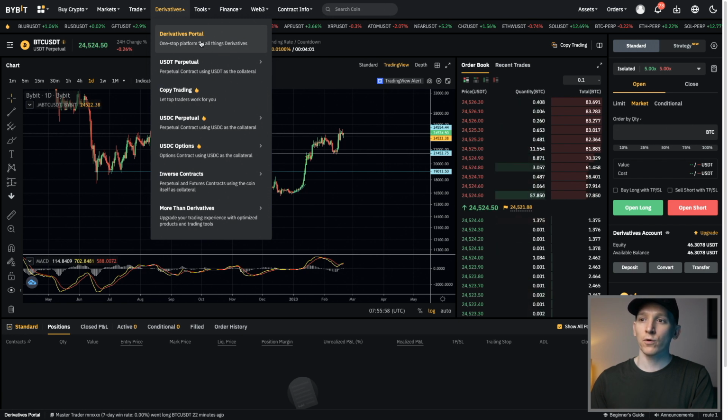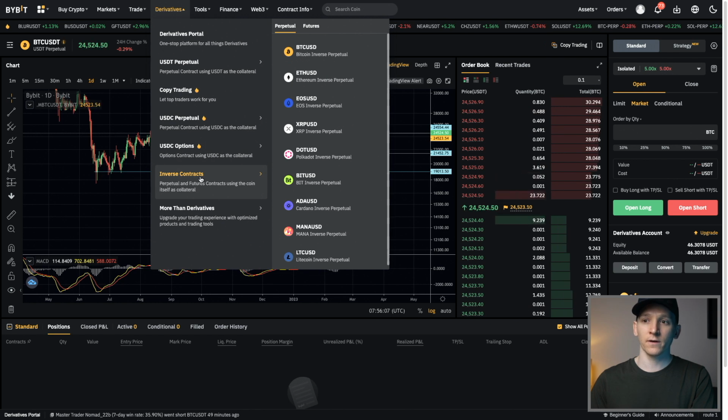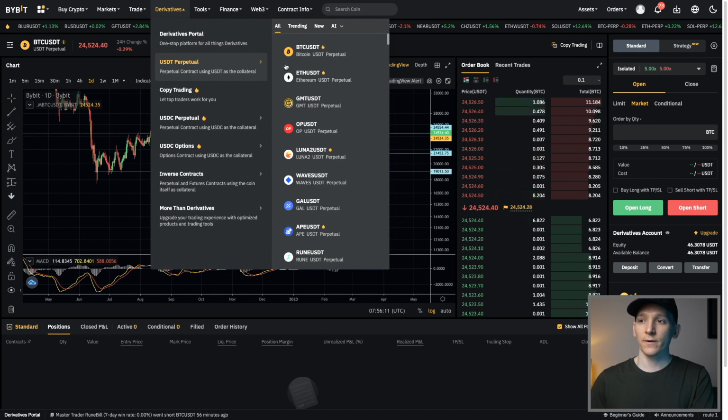There's a derivatives portal, and that just takes you through to the main derivatives page. If you want to trade, you can click on USDT perpetual, or you can click on inverse contracts, as you can see here. So we're going to look at USDT perpetual for right now. So what we're going to do is come and click on one of the assets that we want to trade.